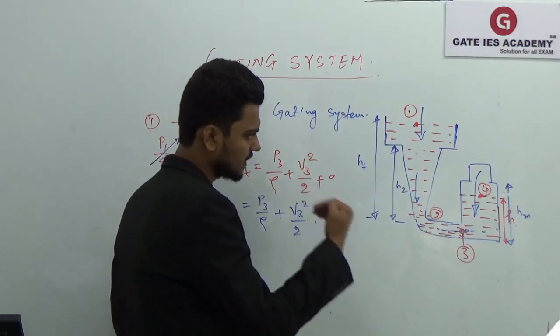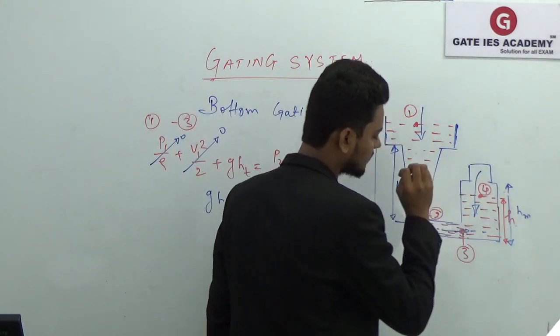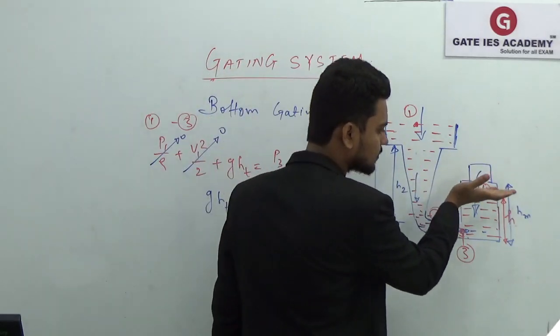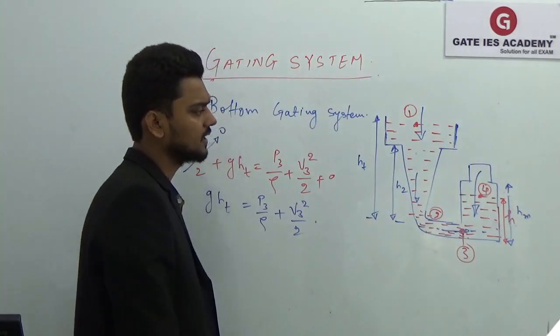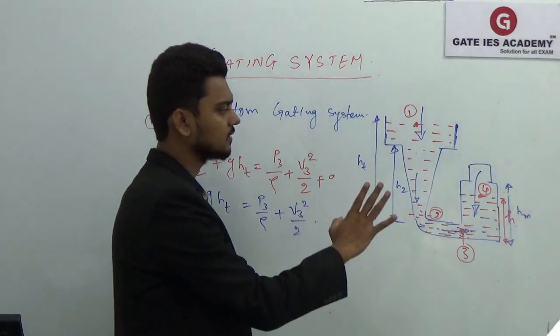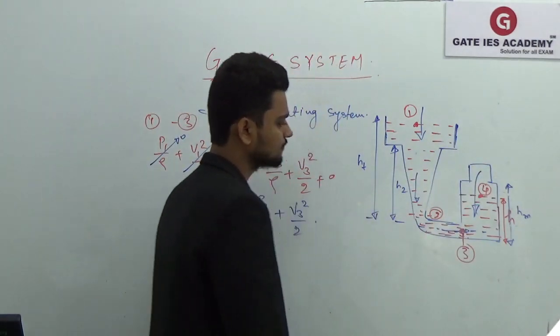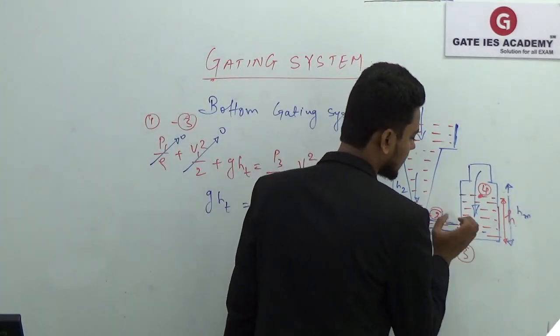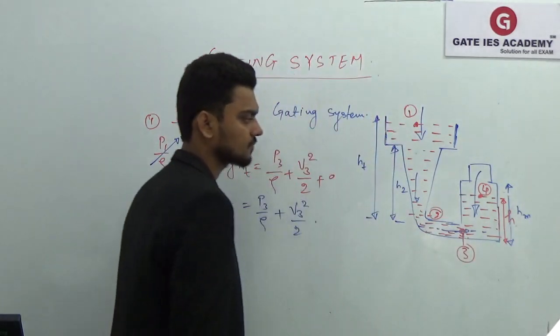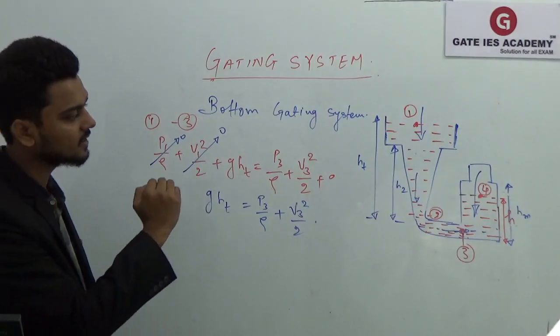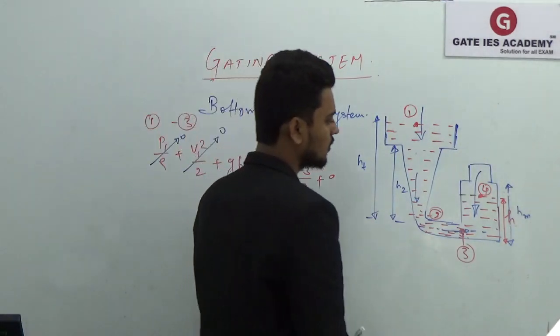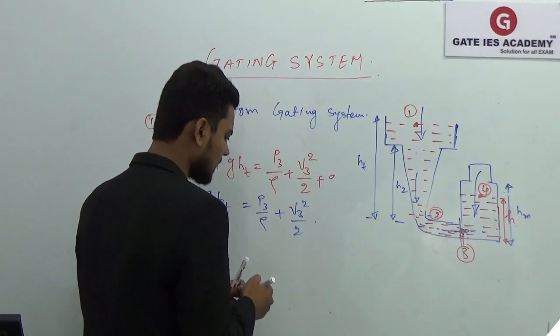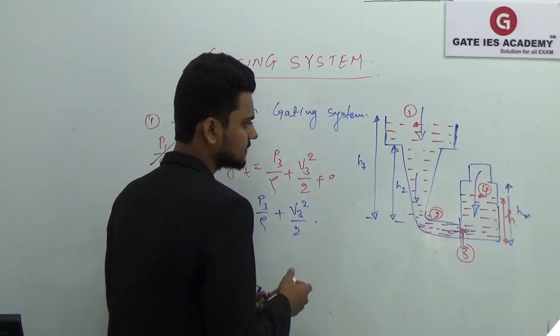We have made the assumption that after filling the cavity up to height h, the velocity at 4 is very small, and we neglect it. So V4 is 0. Now we have to find out the pressure at 3. Apply the Bernoulli equation at section 3 and section 4. Once you apply it, you will get P3.